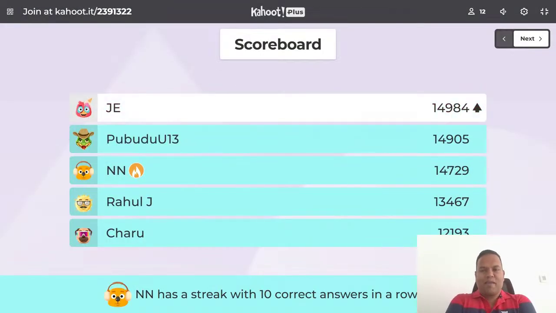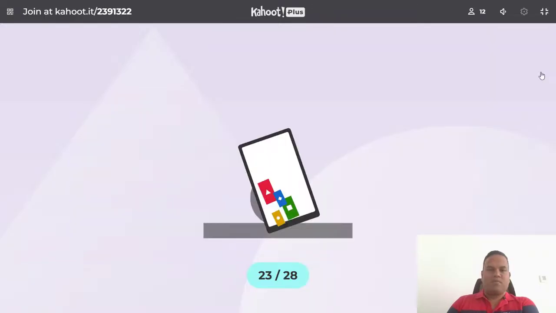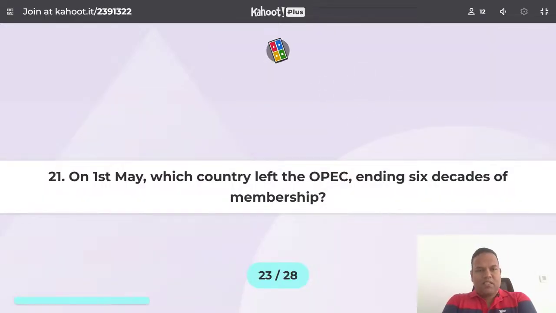Oh, Jeta jump back again to the top. Pubudu is 1 second, but not much of a gap. And then also not much of a gap. Rahul and Charu hot on their heels. Well done, and then you have a streak of 10. Wow, well done. Question number 21.